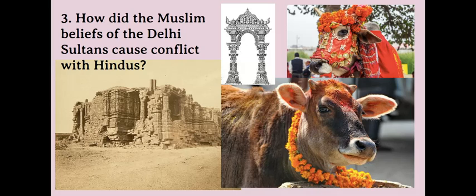The photo on the left is a temple in Gujarat that was destroyed by Muslims. The image in the center is a drawing of a temple that was destroyed. The reason it's a drawing is obviously because the temple was destroyed.